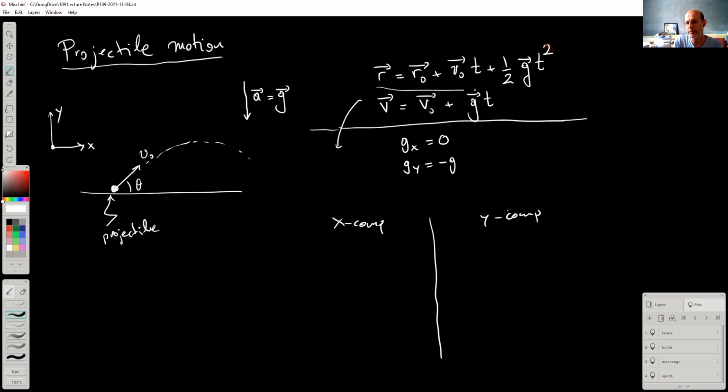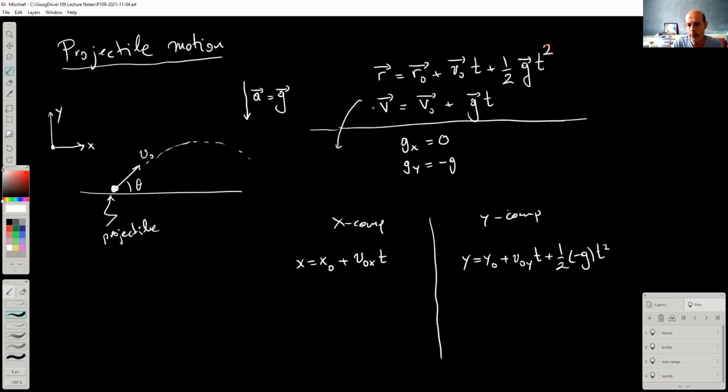In the first equation, I'm just going to add these components. For the x component, the equation is x equals x0 plus v0x times t. Since the x component of gravity is 0, we don't have anything else here. Along the y direction, we have y equal to y0 plus v0y times t plus 1/2 of the component of the acceleration, which is minus g, times t squared.